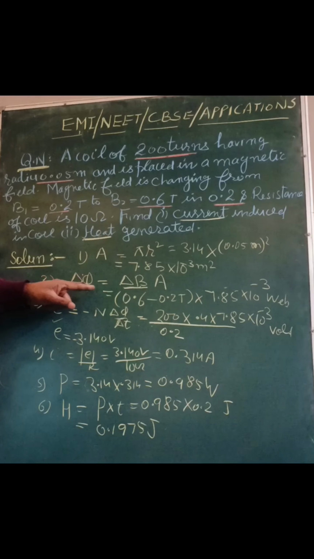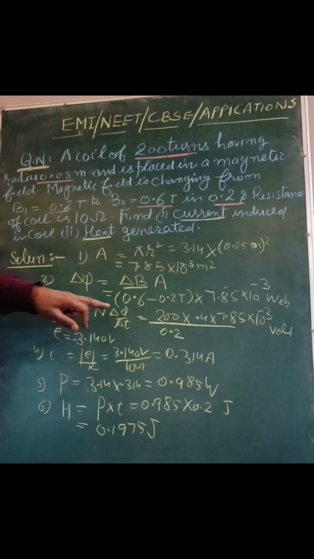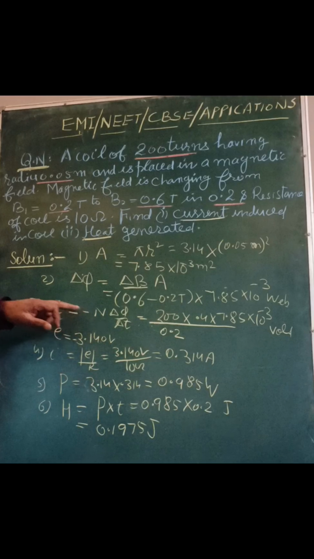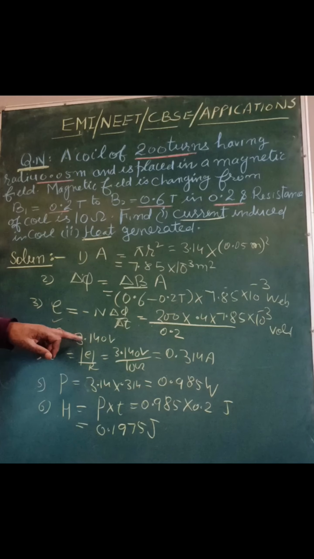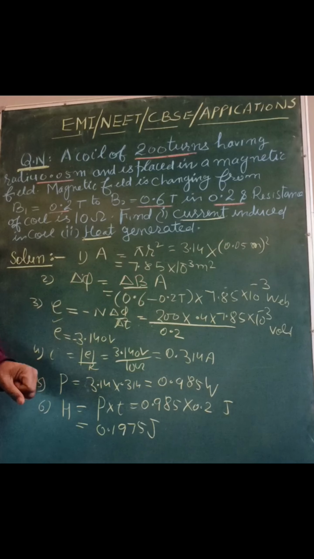that is delta phi is equal to delta B times A. Area is constant, so this is the change in magnetic field and this is the area. So we can see that the EMF comes out to be equal to minus 3.140 volt. यहाँ किसी क्वेश्चन में एरिया भी चेंज हो सकता है, so the same formula will be applied. On putting the values, we get the induced EMF E is equal to minus 3.140 volt. This minus sign is in accordance with Lenz's law.